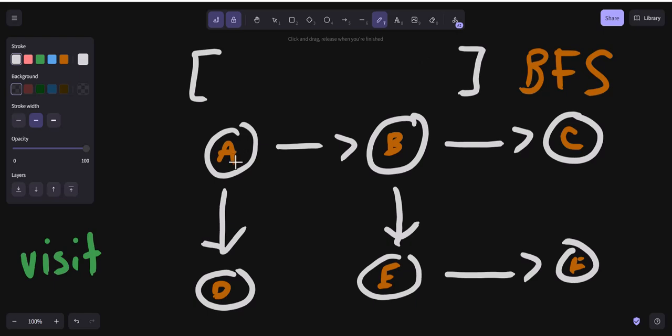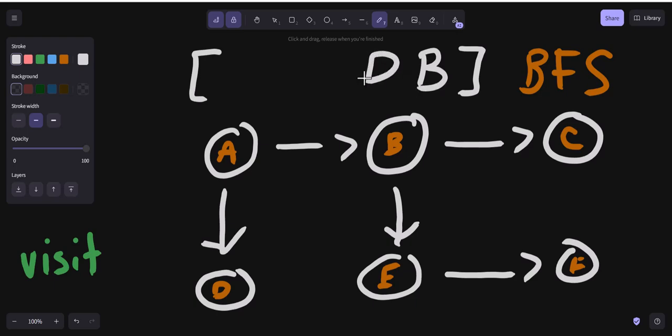We're at A. Breadth first search basically says, look at your neighbors. A has two neighbors. From A we can go to B, because you can see the arrow, and from A we can go to D. So let's enqueue those. Let's put those in the queue. Let's say this is the back and this is the front. We're going to put B in and then D in. B and then D. So that's in the queue.